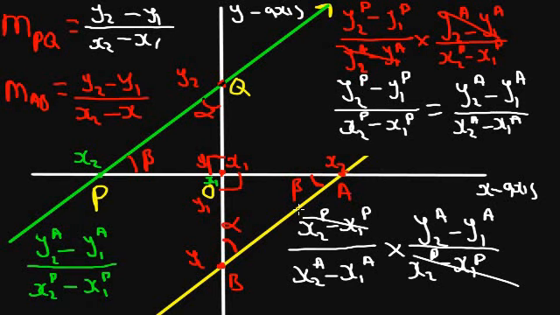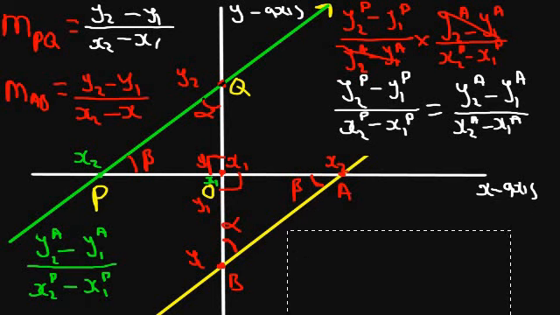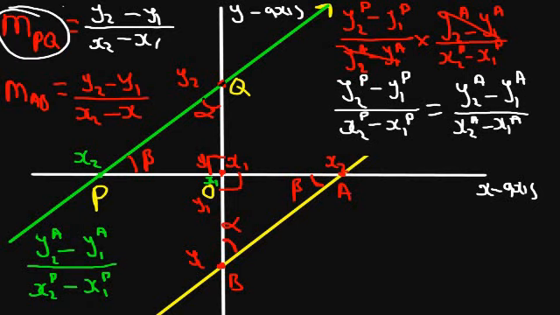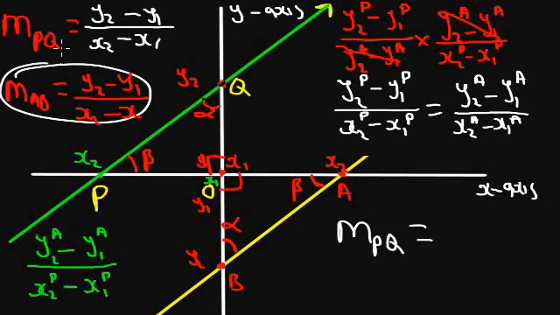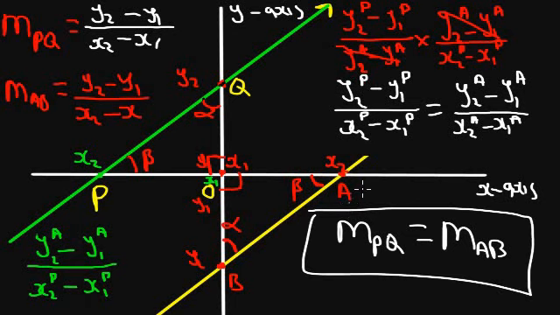Very good. Now, what is this telling us? What would you say? You can clearly see that y2 raised to p minus y1 raised to p, all divided by x2 raised to p minus x1 raised to p, is the gradient of the line joining PQ. So that's m sub PQ. And y2 raised to a minus y1 raised to a divided by x2 raised to a minus x1 raised to a is the gradient of the line joining AB, and that will be m sub AB. And therefore, we have shown and proved it.